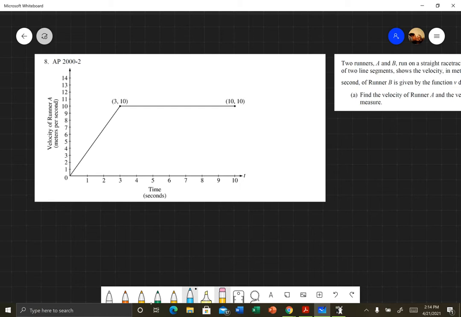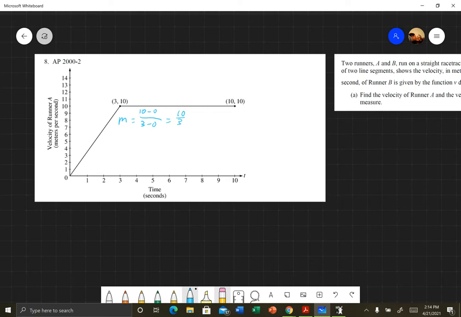And so let's start with the slope, right? The slope here is going to be rise over run, right? So if we do the change in the rise, we've got from 0 to 10, so that's going to be 10 minus 0, divided by the change in the run over here. So we go from 0 to 3, so we've got 3 minus 0. So my slope is going to end up being 10 over 3, right?